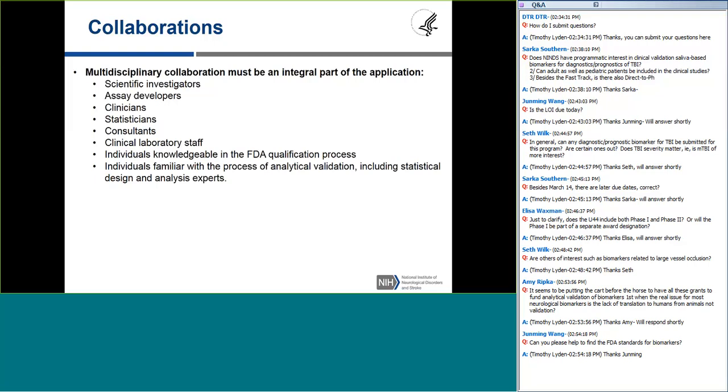And as I said, we are going to be trying to work with the FDA so that if we need their advice or expertise for your particular project, we can draw them in.